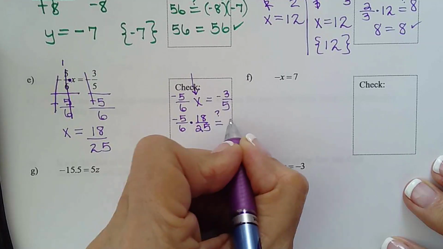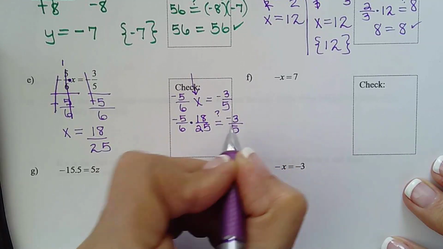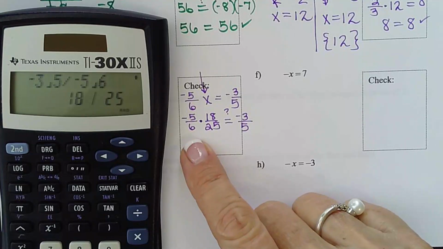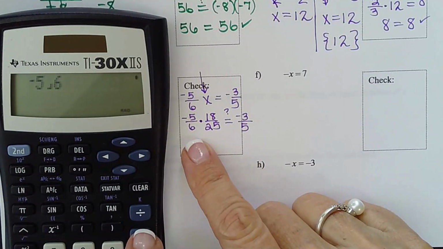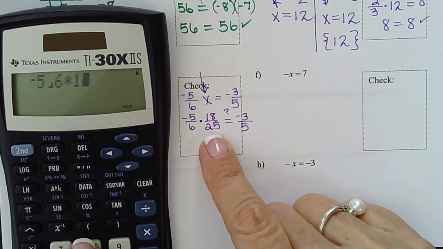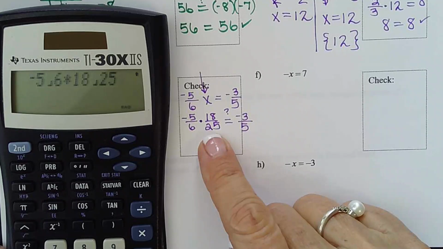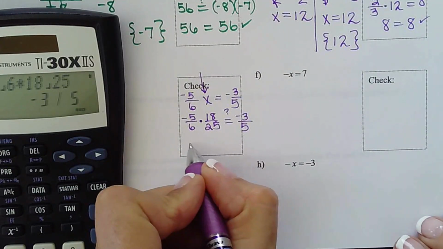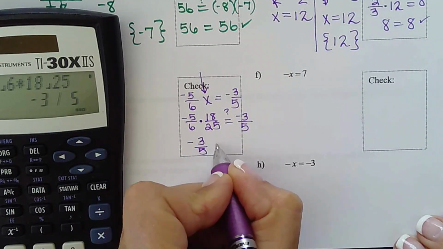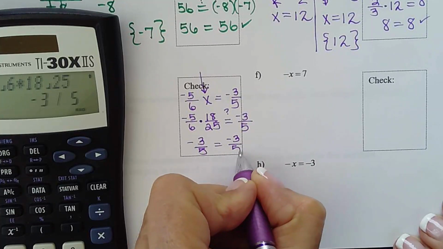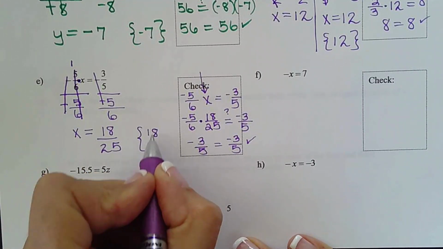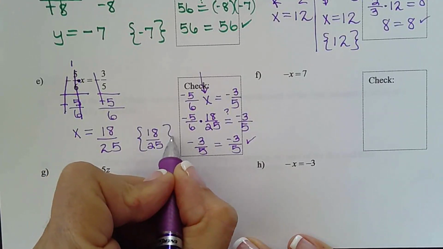And is that equal to -3/5? So again, calculator to our rescue. So -5 fraction bar 6 times 18 fraction bar 25. So that's what your screen should look like. Hit enter and let's pray for that. Ding, ding, ding, ding, ding. It's there. Love it when you check it and your check is correct. And so that means 18/25 is my solution.